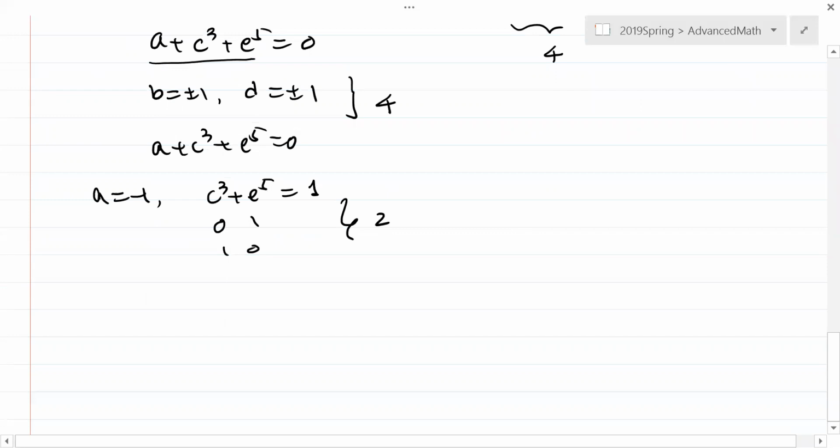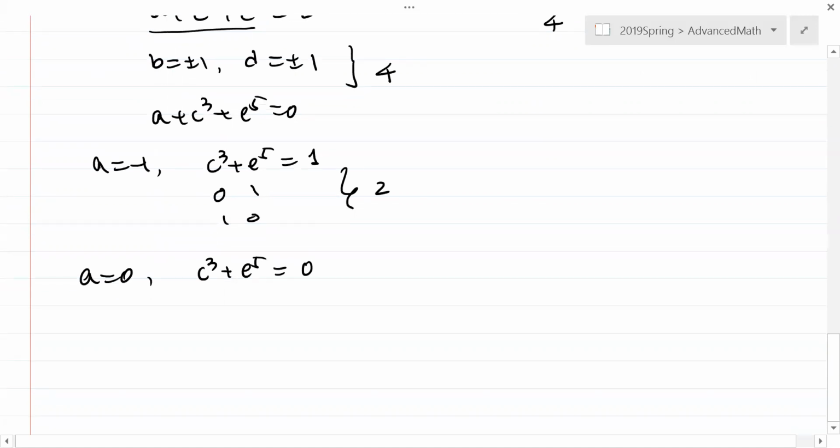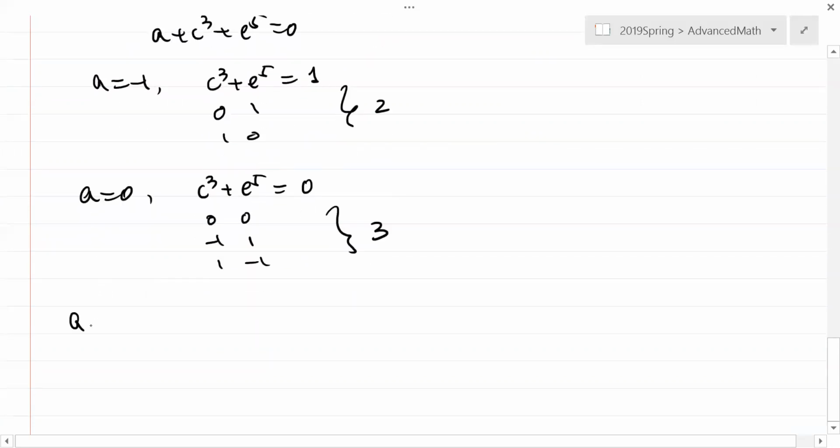Okay, 2. Okay. Then when a equals 0, CQ plus e to the 5th, I think it's a 0. For this one, we already know how many solutions we did, right? So 0, 0, -1, 1, 1, -1, so 3. Okay. Then when a equals 1, the sum is going to be 0, so it's going to be -1.